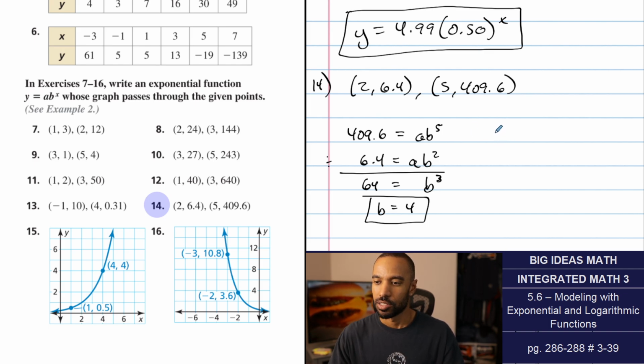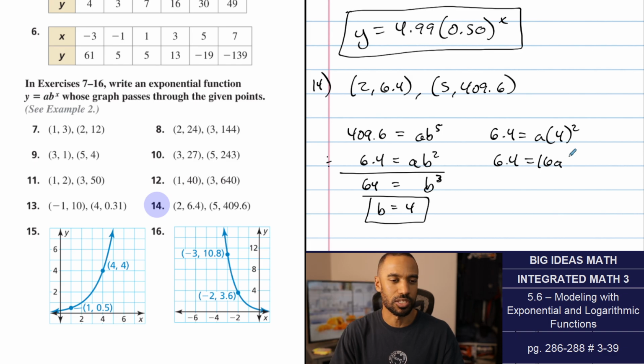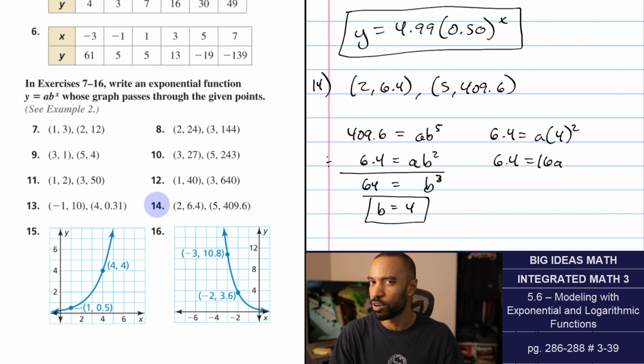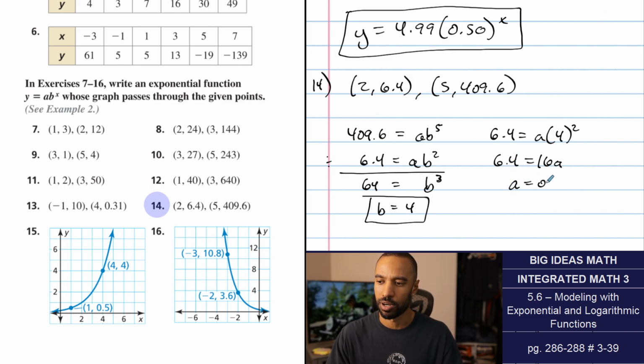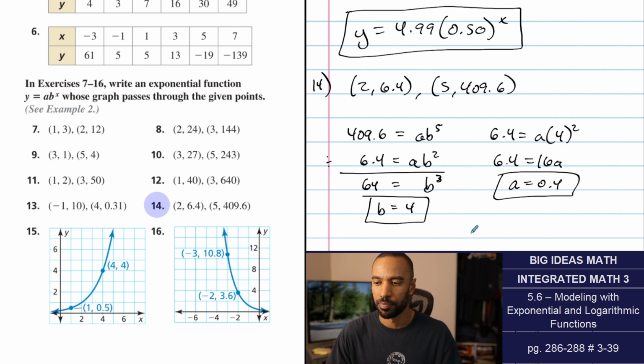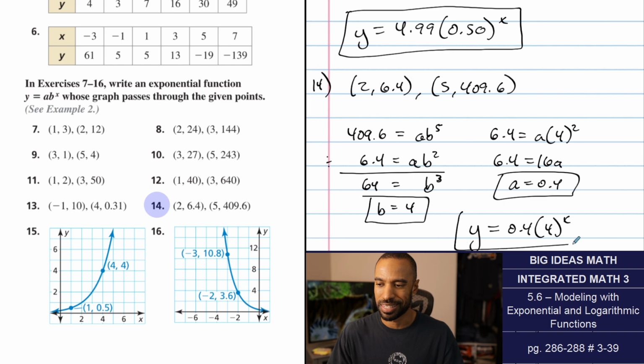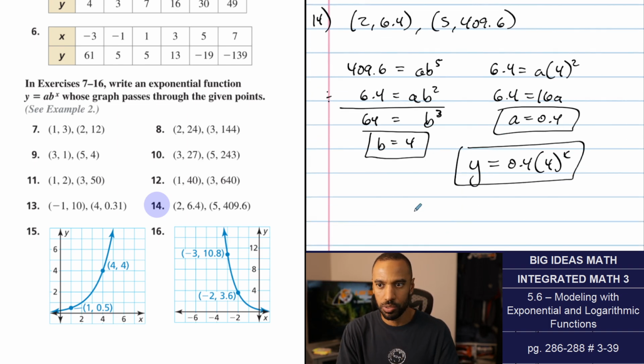Let's go to the 6.4. 6.4 equals a times 4 squared. 4 squared being 16. Let's divide by 16. This might be clean. 64 divided by 16 is 4, so 6.4 divided by 16 should be 0.4. So a equals 0.4. That's exact. These are not approximated. So this will be y equals 0.4 times 4 to the x power, using elimination.